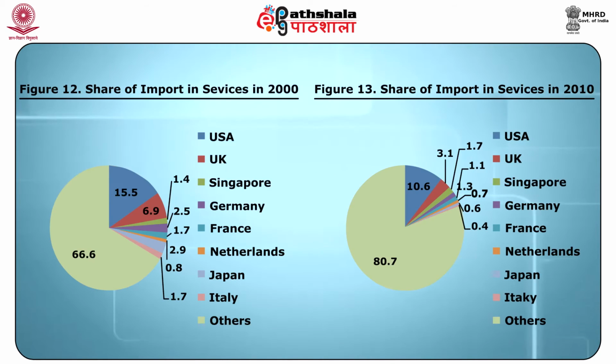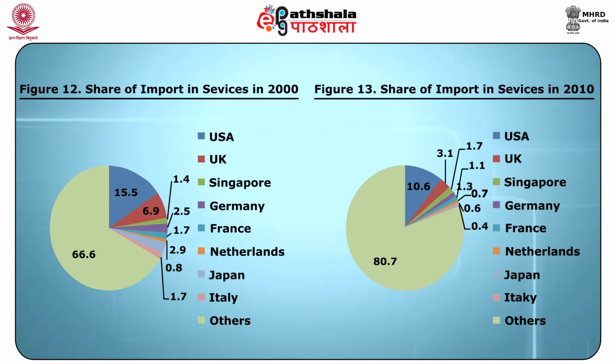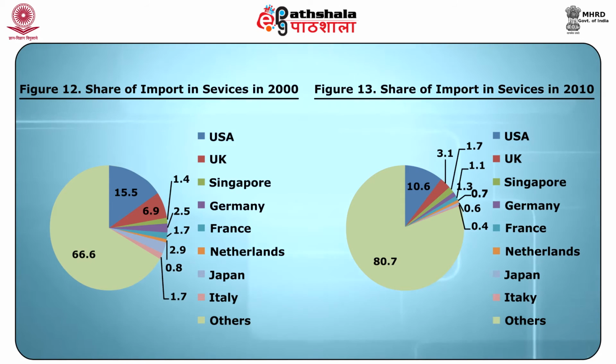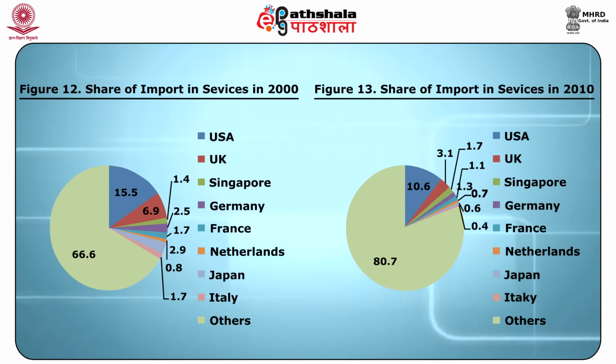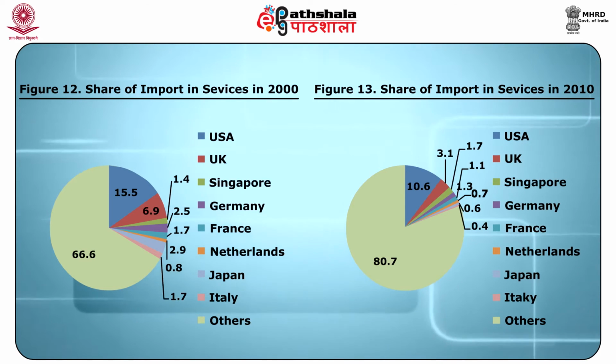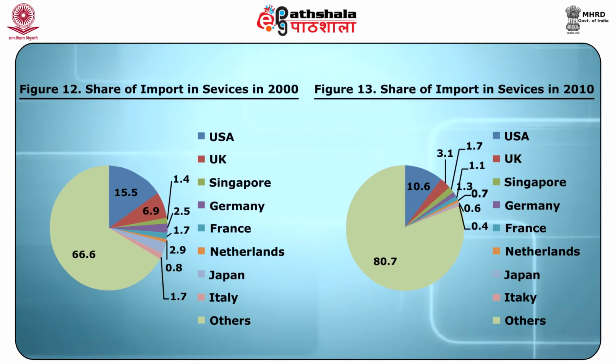Direction of trade and import. USA has been the biggest importer of services from India, but its share has declined from 15.5% in 2000 to 10.6% in 2010. Except Singapore, all the other top importing partners' share in services has declined since 2000. Singapore's share has increased from 1.4% in 2000 to 1.7% in 2010. This shows the direction of import and services are now diverting towards countries other than USA, UK, Germany, France, Netherlands, Japan and Italy. Figures 12 and 13 show us the share of top importing partners in India, import and services from 2000 and 2010. Again, this has been compiled from the World Bank data.